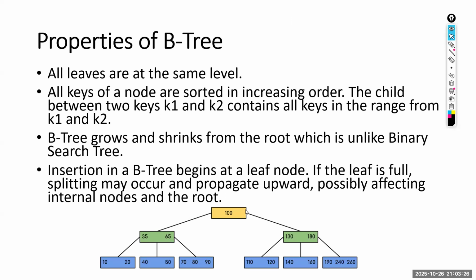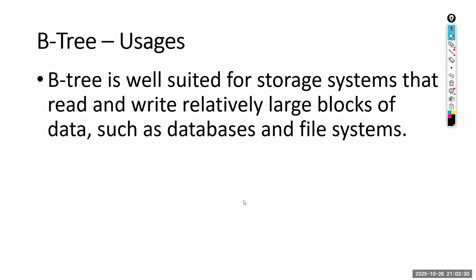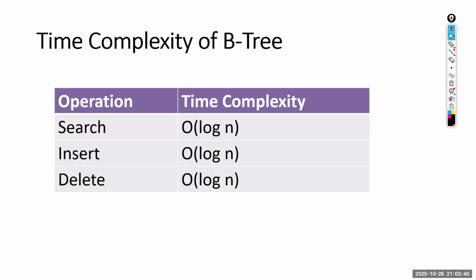But why do you want to restructure? Because we want to make it balanced. Okay. So B trees are mostly used in indexes, handling data records and so on. The time complexity of a B tree is also log n, which is fairly good for search, insert, delete.